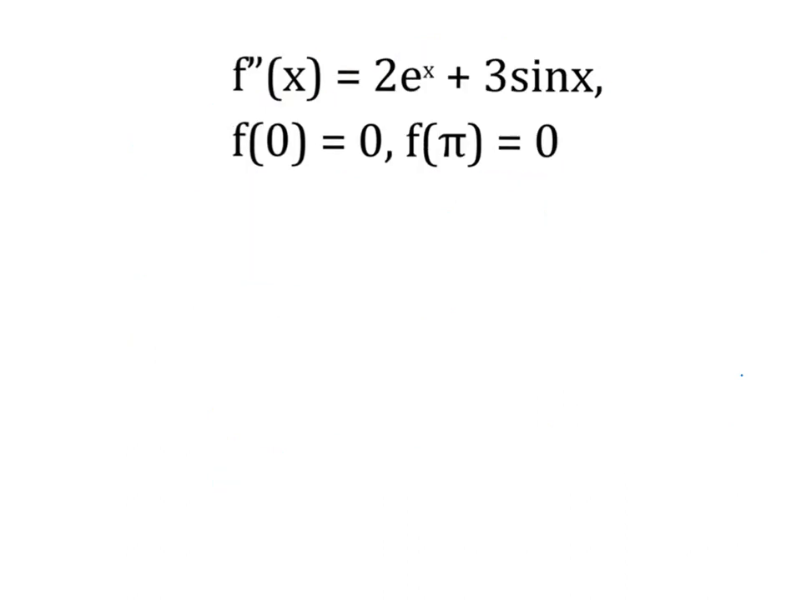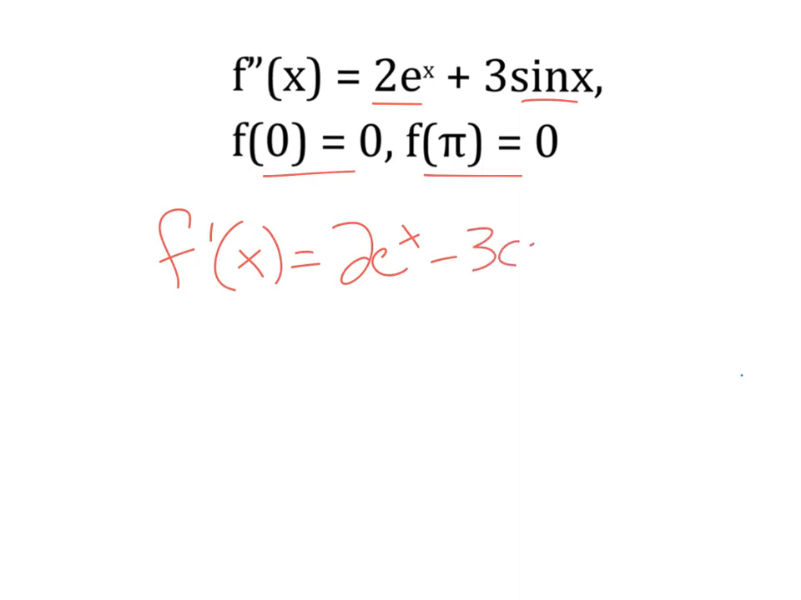If we look at the second one here, both of these conditions are for the original function, so we're going to have to work backwards twice without finding c. So if I work backwards once, doing antiderivative work, the antiderivative of 2e to the x is 2e to the x. The antiderivative of sine is negative cosine, so it ends up being negative 3 cosine of x, and then we have a plus c.